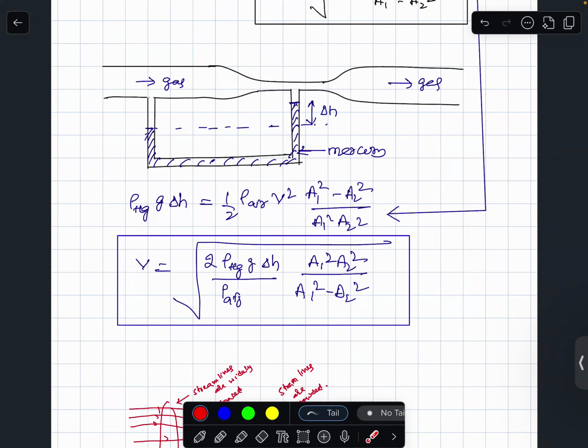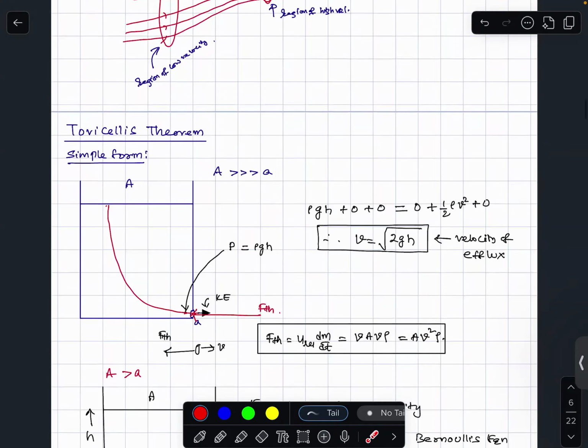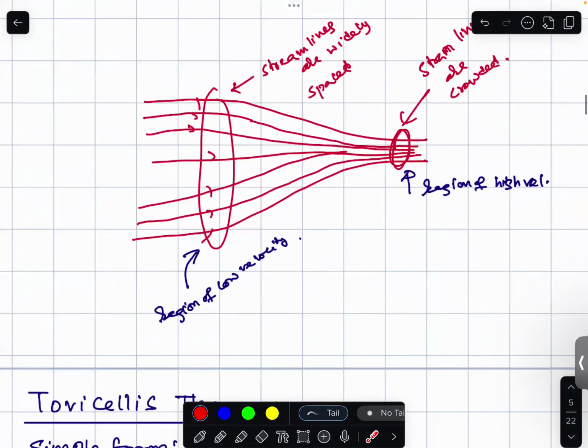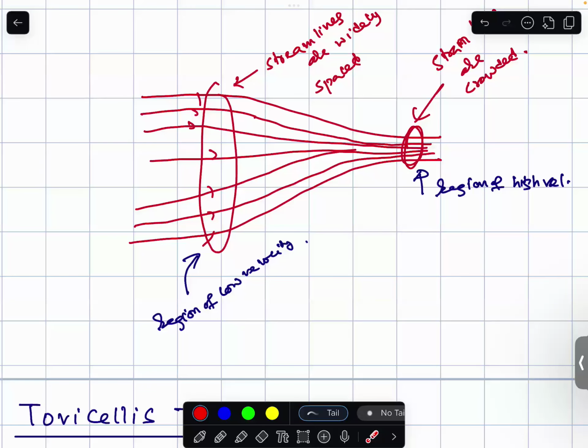The next part deals like this. There is another application, but don't forget this. Where streamlines are crowded, velocity is high. Where streamlines are spread, velocity is low. Similarly, this is a high pressure region and this is a low pressure region. Don't ever get confused. But no two streamlines intersect. Please remember, if they intersect, it is not streamline flow. Such a flow will be turbulent. No two streamlines will intersect.